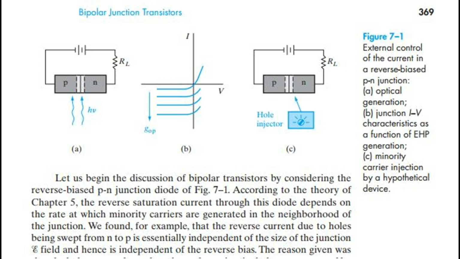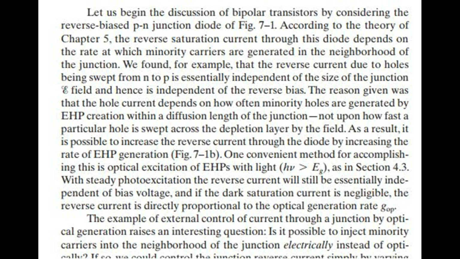Let us begin the discussion of bipolar transistors by considering the reverse-biased PN junction diode of Fig. 7.1. According to the theory of Chapter 5, the reverse saturation current through this diode depends on the rate at which minority carriers are generated in the neighborhood of the junction. We found, for example, that the reverse current due to holes being swept from N to P is essentially independent of the size of the junction E field and hence is independent of the reverse bias. The reason given was that the hole current depends on how often minority holes are generated by electron-hole pair creation within a diffusion length of the junction, not upon how fast a particular hole is swept across the depletion layer by the field.